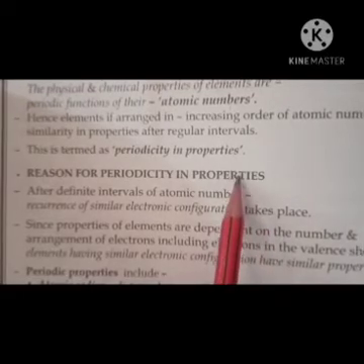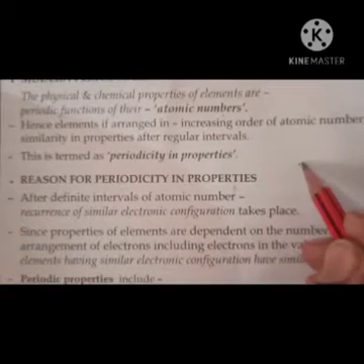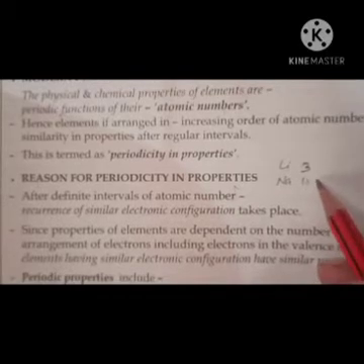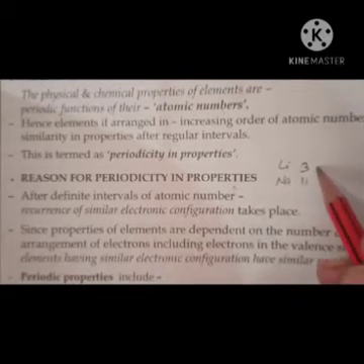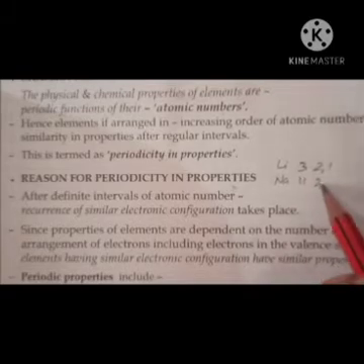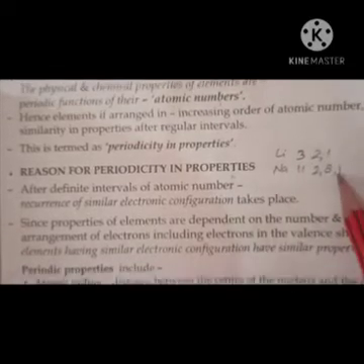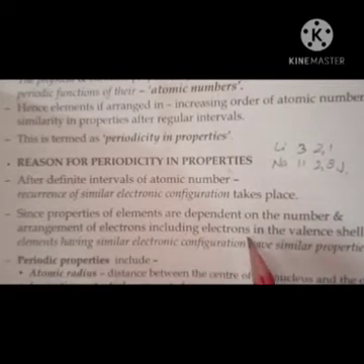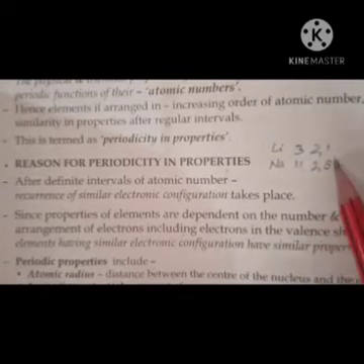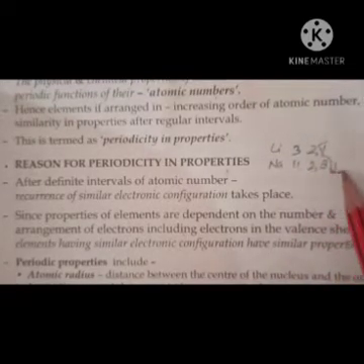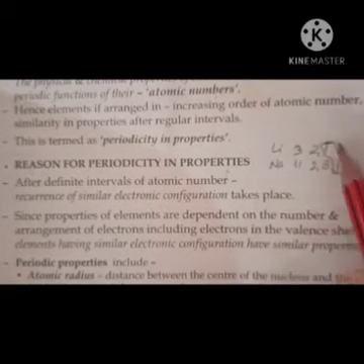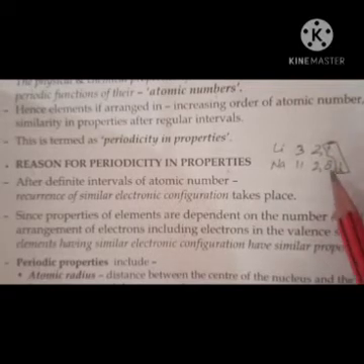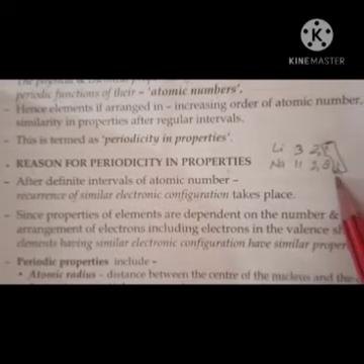Right? Because lithium's atomic number is 3, and below it comes sodium, whose atomic number is 11. So their electronic configuration is similar: 2, 1, and 2, 8, 1. And since properties of elements depend on the number and arrangement of electrons, including the electrons in the valency shell, the chemical properties depend on these valency electrons. And because valency electrons are similar in a group, their properties are also similar.